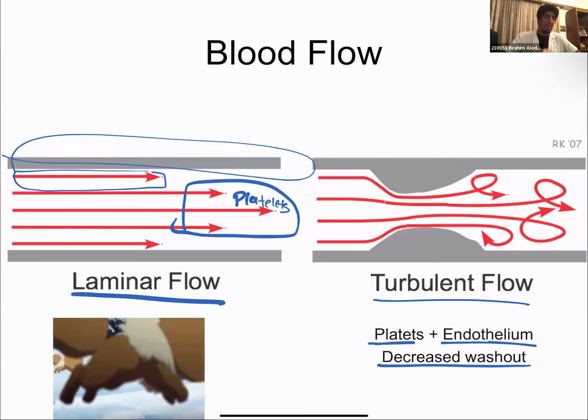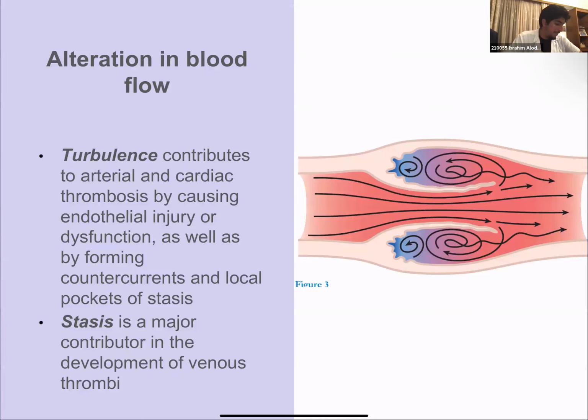Okay, cool. Moving on. This is just the text version of what I just said to you guys. Turbulence is going to cause thrombosis because there's endothelial dysfunction and pockets of stasis. And stasis just means areas where blood is not moving. And here it's just a comment to know: stasis is a big contributor to the formation of venous thrombosis or venous thrombi.